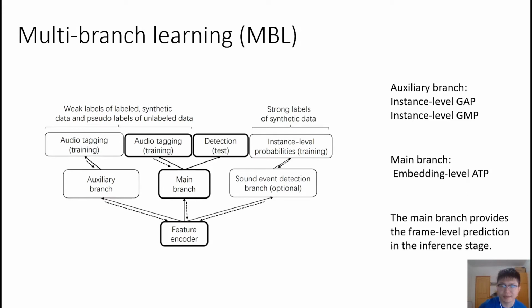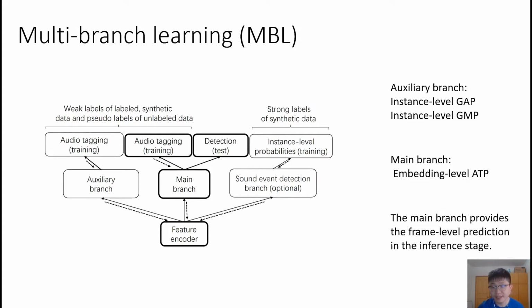Multi-branch learning. In multi-branch learning, multiple branches pursuing different purposes and focusing on different characteristics of the data can help the feature encoder model the feature space better and avoid overfitting.